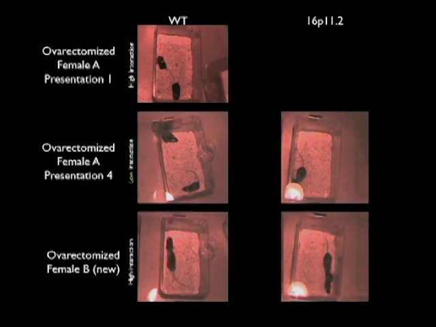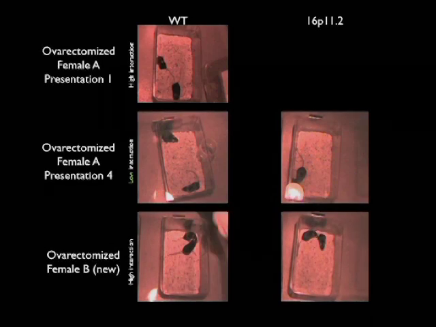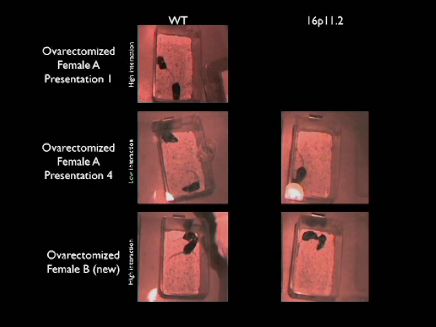These are mice that are actually more interested. They don't lose their enthusiasm for somebody they've already seen. As my graduate student put it, they're the perfect husband.